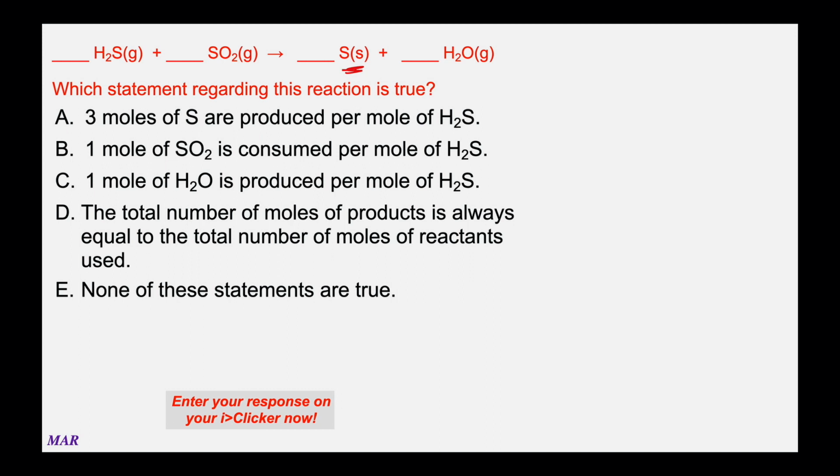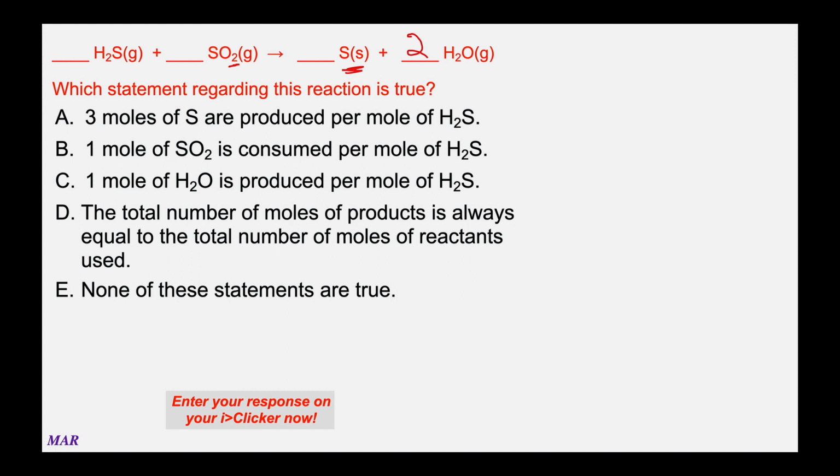So for this one, when I look at this with my eye, I see, aha, SO2 has 2 oxygens, and oxygen is only in water. So I would start by putting a big 2 right there, because that will make the oxygens balance. So oxygen is done. Now I'm going to work on hydrogen. And you can see by putting the big 2 there to balance the oxygen, we now have 4 hydrogens.